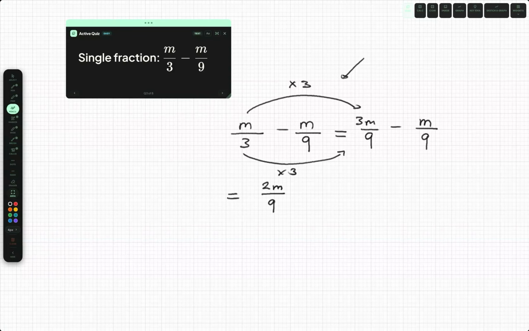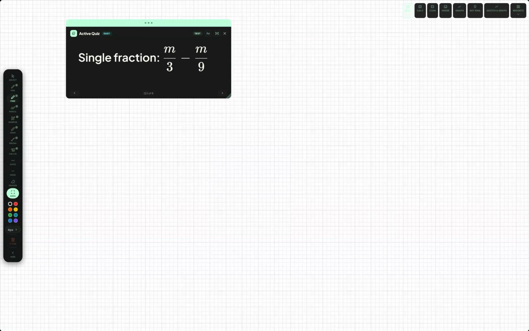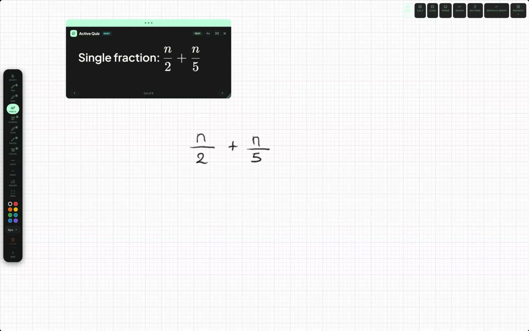Okay, so let's clear this off. All right, next one. n over 2 plus n over 5. So this is a little bit of a less obvious one, and both fractions will have to change. But if we listed out all the multiples of 2 and the multiples of 5, the lowest common one we would find would be 10.